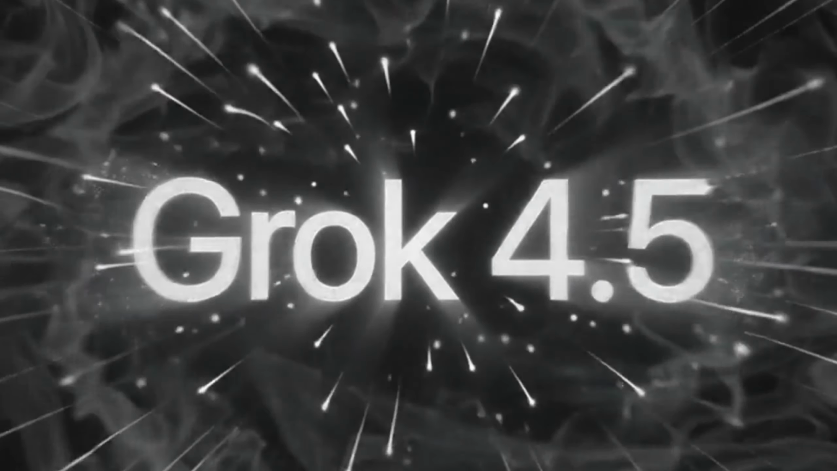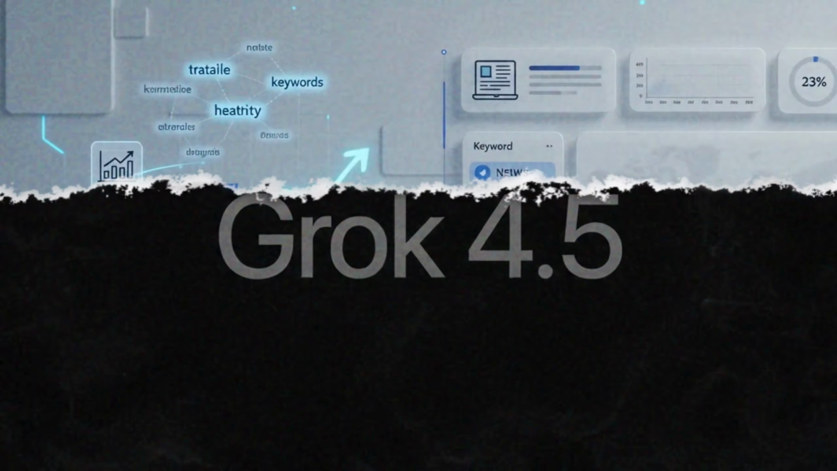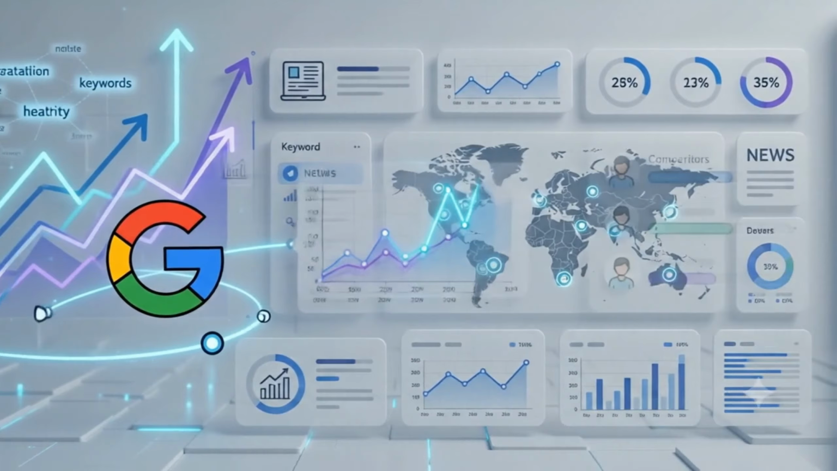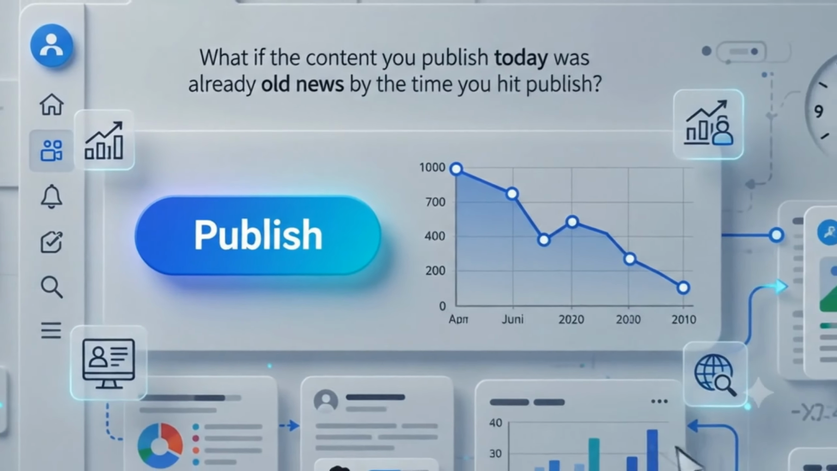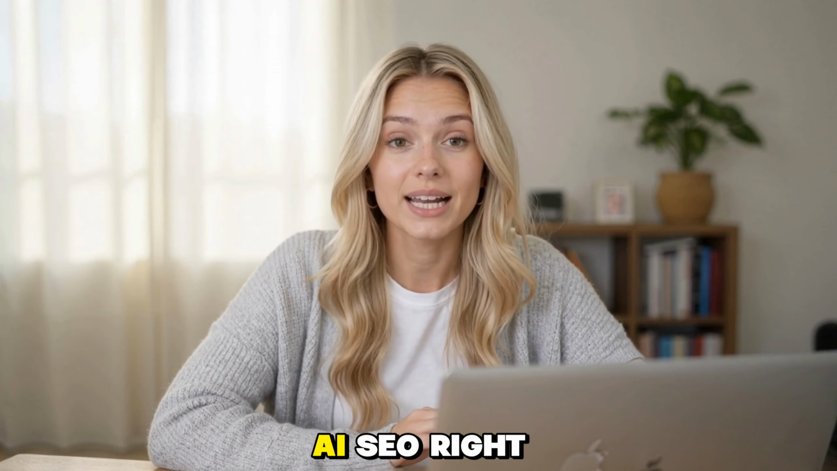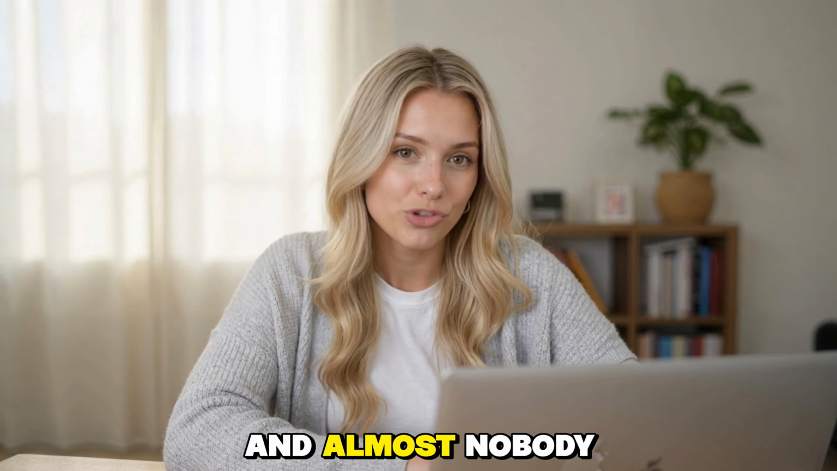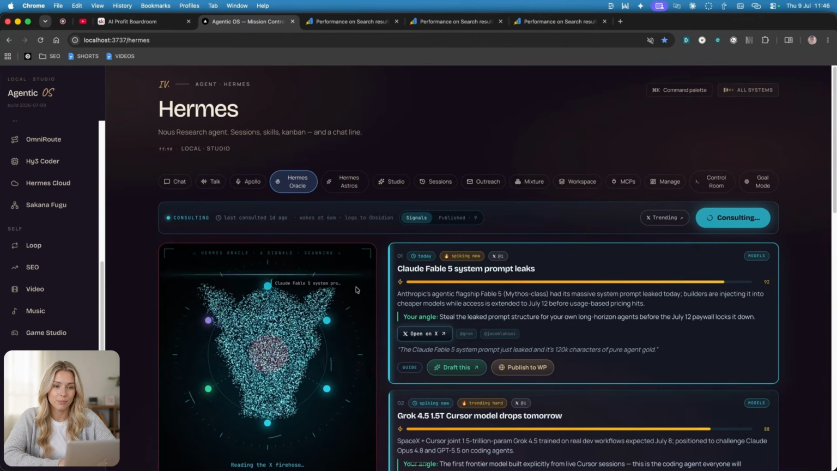Grok 4.5 AI SEO Agent is insane. What if you could rank on Google before your competitors even know the topic is trending? What if the content you published today was already old news by the time you hit publish? There's a new way to do AI SEO right now, and almost nobody is talking about it. It uses Grok 4.5, and it's stacking real rankings while other people are still guessing at keywords. Stick with me because I'm about to show you exactly how the whole system works, step by step.